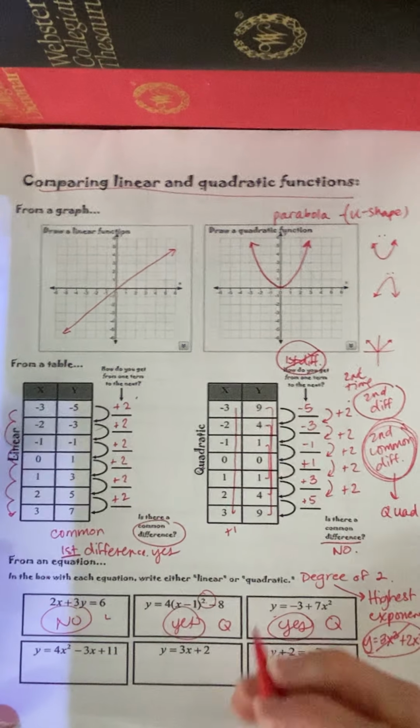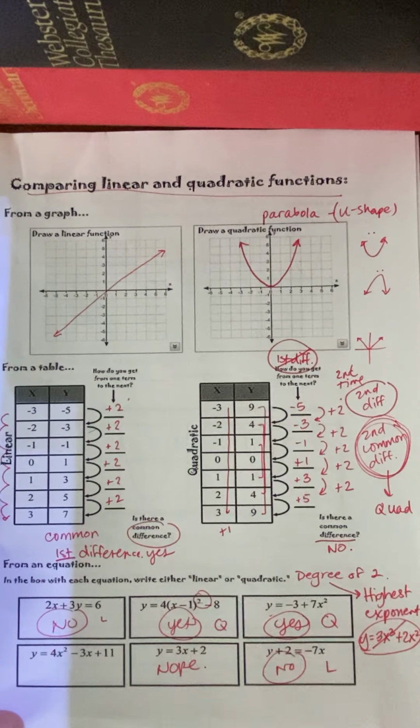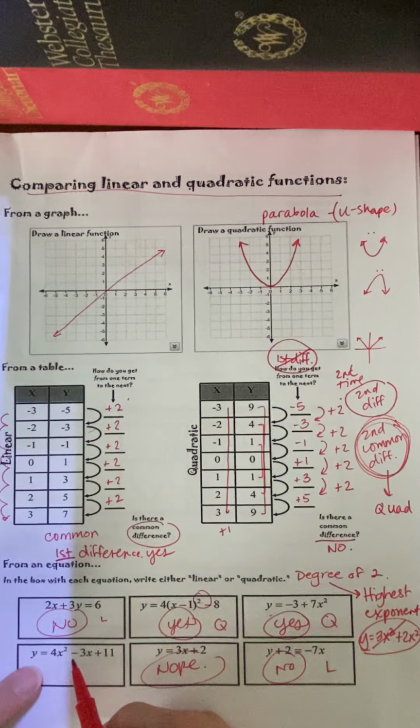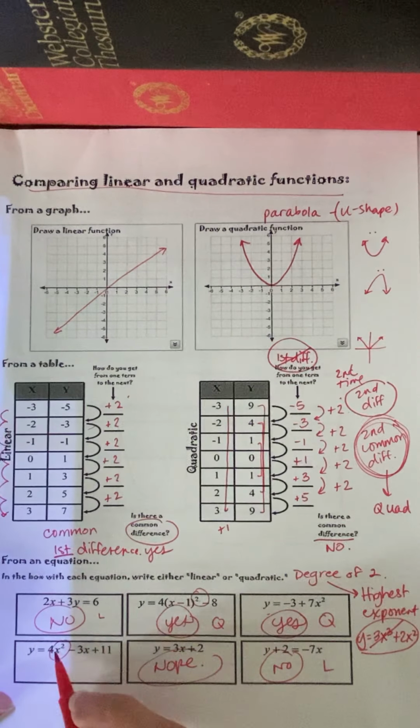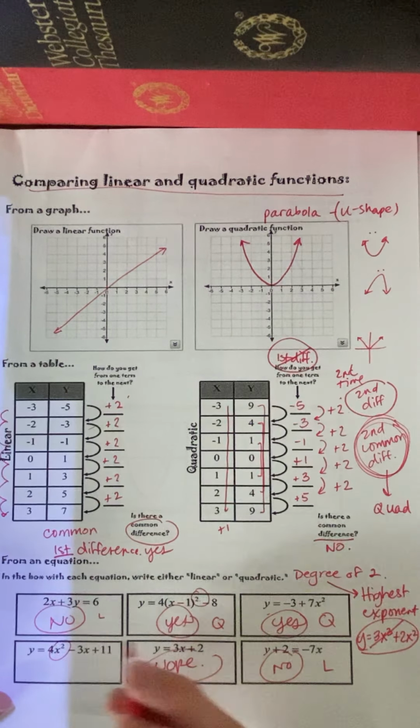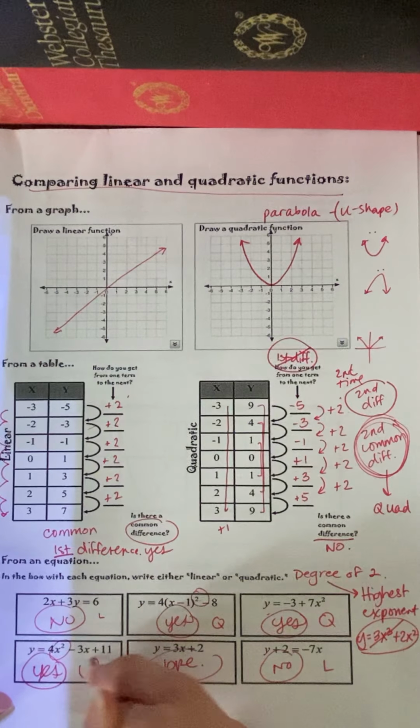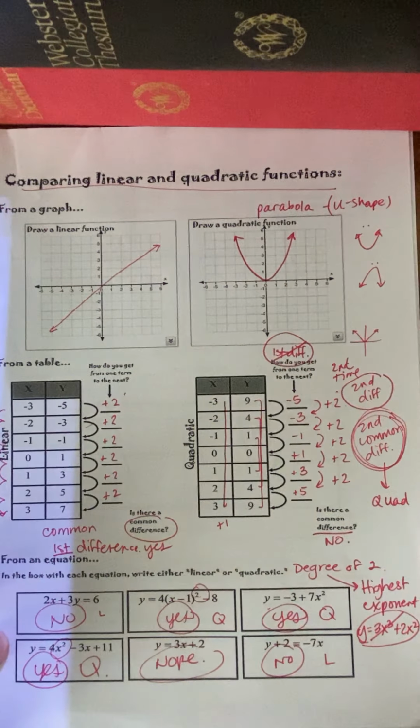Y equals 3x plus 2. Nope. And then y equals 4x squared minus 3x plus 11. I do have x being raised to the second power as the highest degree. So yes, that's quadratic. All right.